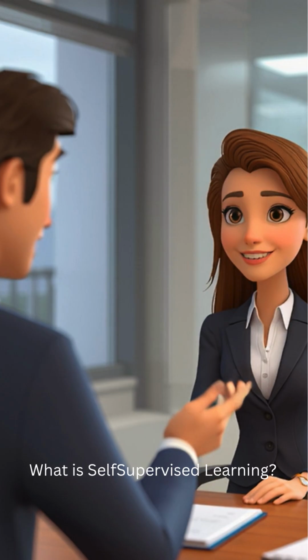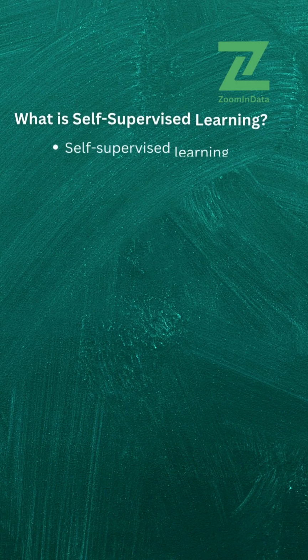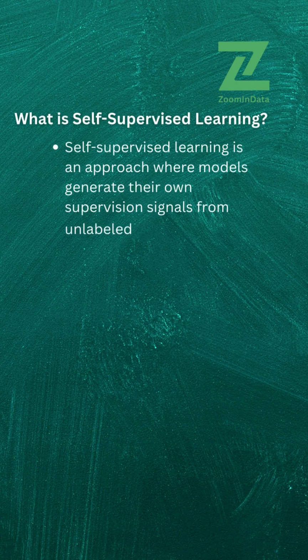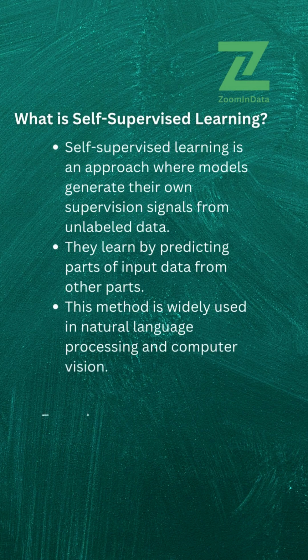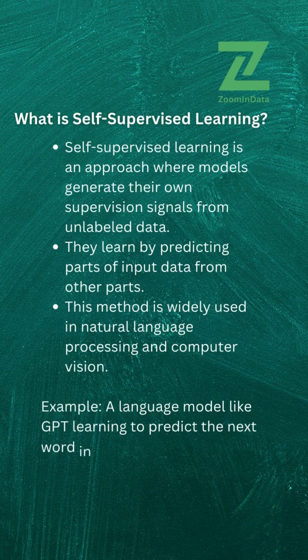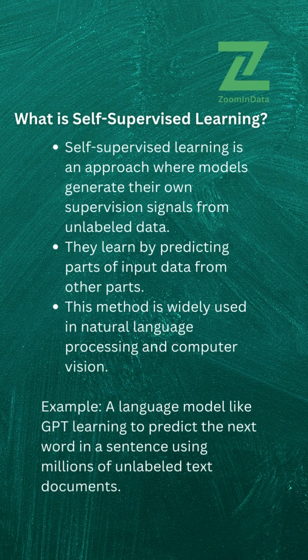What is self-supervised learning? Self-supervised learning is an approach where models generate their own supervision signals from unlabeled data. They learn by predicting parts of input data from other parts. This method is widely used in natural language processing and computer vision.